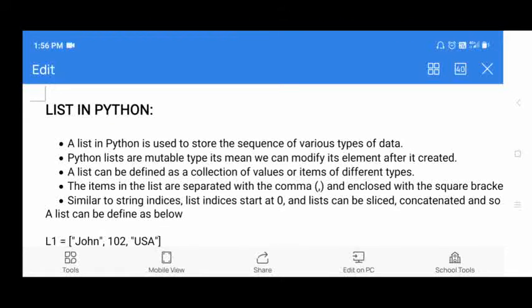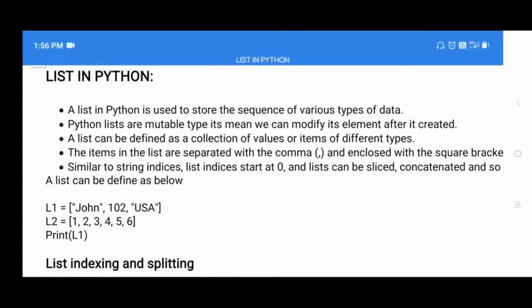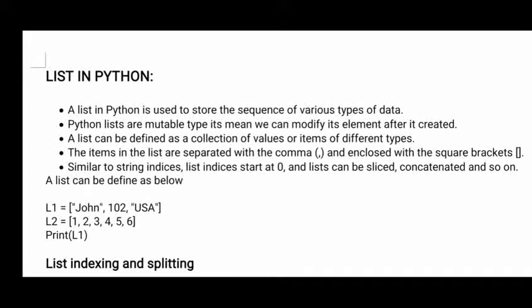Actually, before going into the different functions and all, let me give you the definition of a list. A list in Python is like an array, but it stores elements of different data types. What is a list? A list is like an array, but in an array we store elements of the same data type, no? But in the case of a list in Python, we can store elements of different data types.